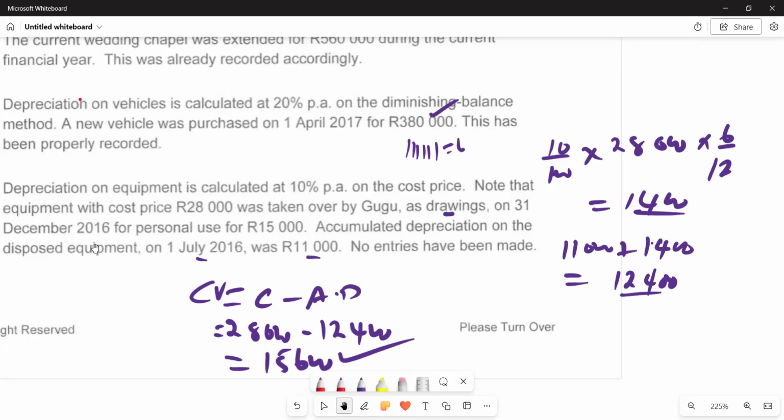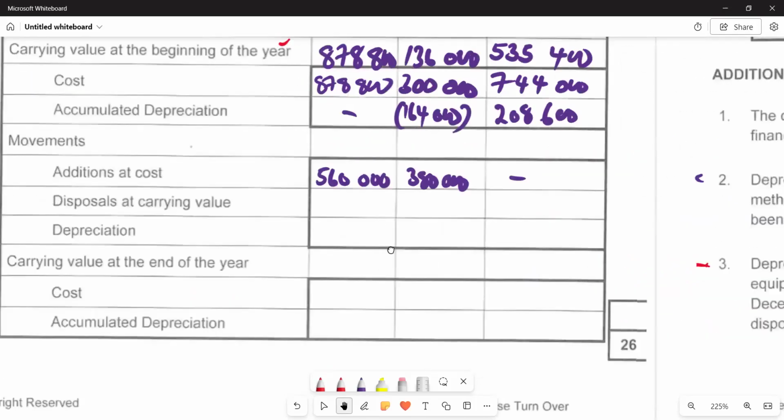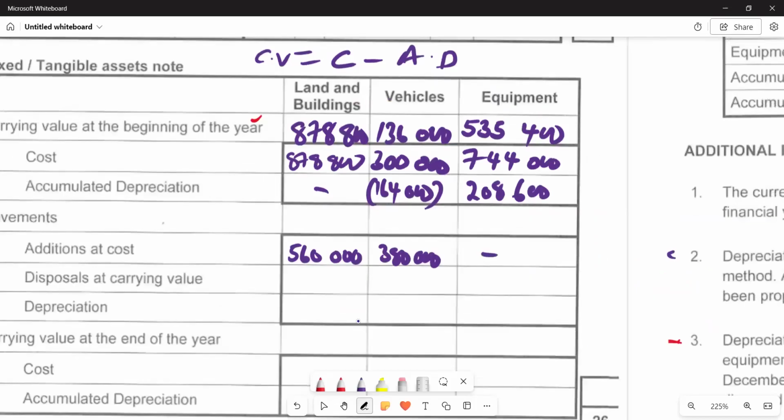So this is the value that we are going to put as carrying value at disposal. And we are seeing that disposal only took place for equipment. So we are going to put it in the column for equipment. Disposal at carrying value, we've got 15,600, and here we have got nothing. And we go to depreciation for the year.